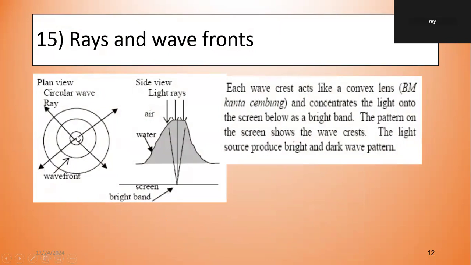Okay, this is your spherical wave or circular wave. That's the ray, showing the direction of travel of the wave. And then that is your wavefront. Between wavefront and wavefront is your wavelength. How do we get the dark wavefront?